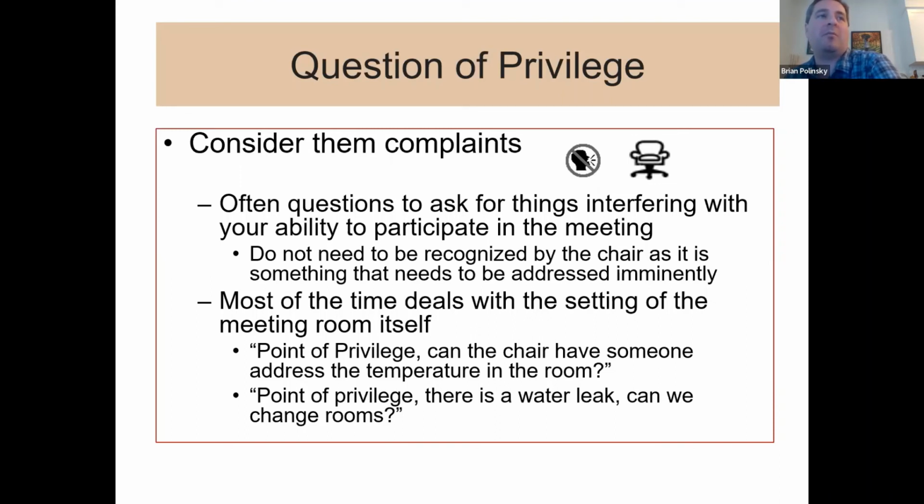So someone could say, point of privilege, can the chair have someone address the temperature in the room? It's too cold for me or too hot for me. Point of privilege is there's a water leak, can we change rooms? Things like that, just related to the meeting. Or if you're doing a meeting on Zoom, someone's having an issue with Zoom, they may raise a point of privilege and you can deal with that Zoom matter. But these are just issues related to the conduct of the meeting and not really to the motions themselves.